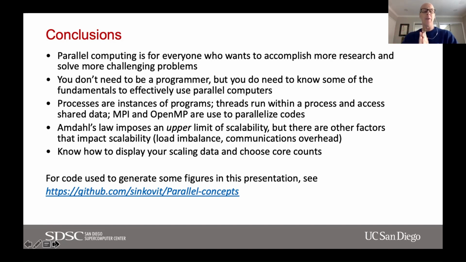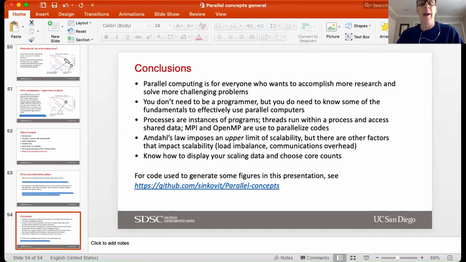And then finally, if you're interested, and I will paste this into the chat, I have a Python notebook that I use to generate the figures in this presentation. In fact, you may want to use the notebook to generate your own scaling plots in your next allocation request. And with that, I'm going to wrap up, and I'm happy to take any questions.